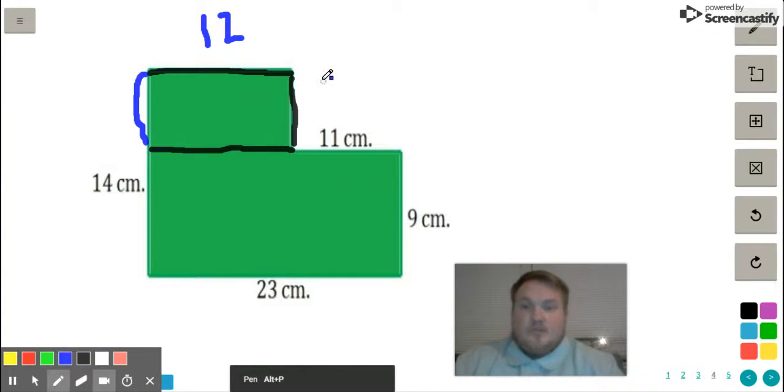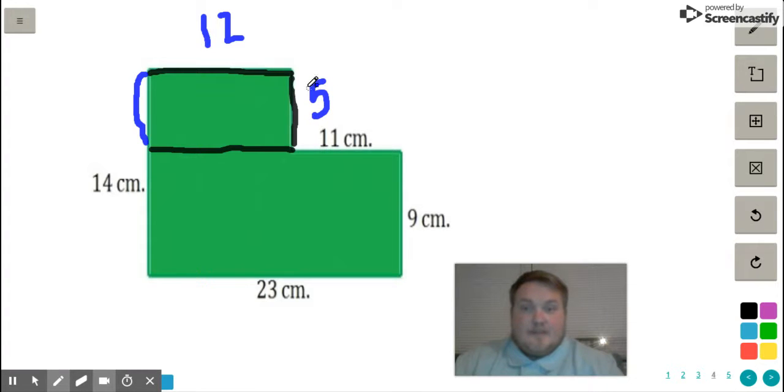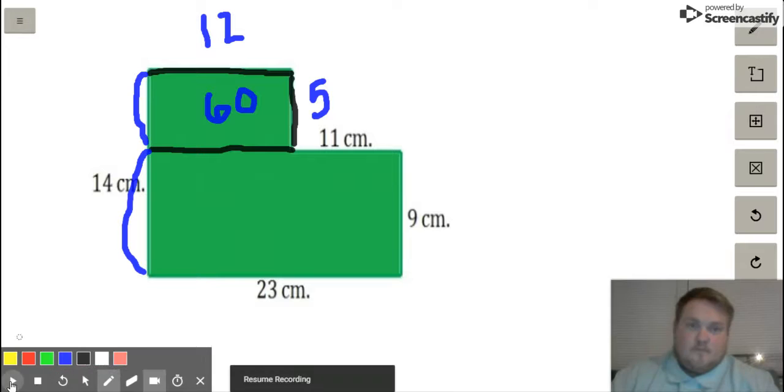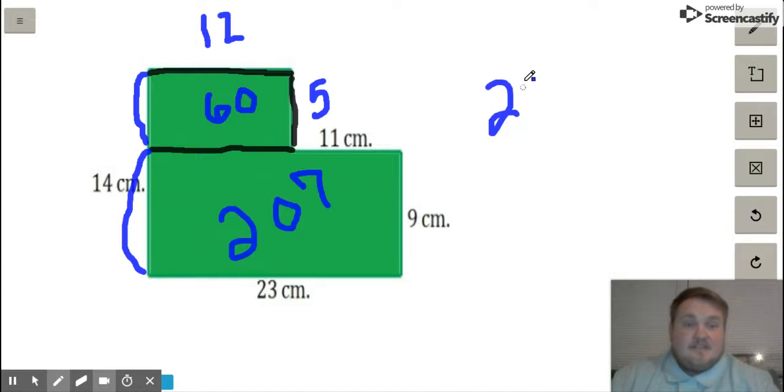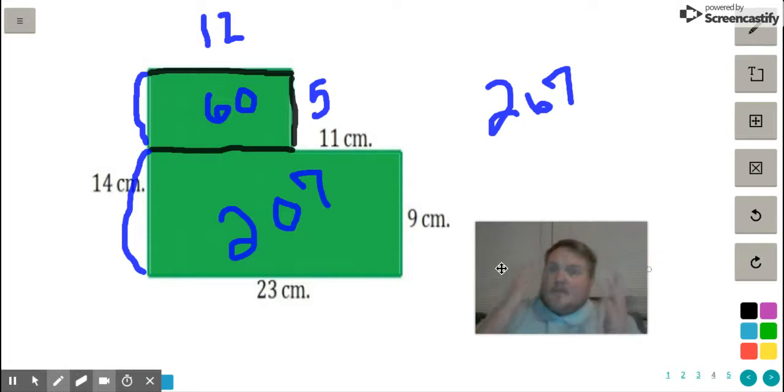And then you will do your length times width. 12 times 5 is 60. So that rectangle is 60 centimeters squared. And this one is 23 by 9. A lot of people will want to do 23 by 14, but you only want this section of it, and that's only 9, which is 207. And you add the two together, and you get 267. Okay? Again, if you don't know how to do that, or you can't remember, the world isn't over. You're still going to do well on your SOL because you know enough.